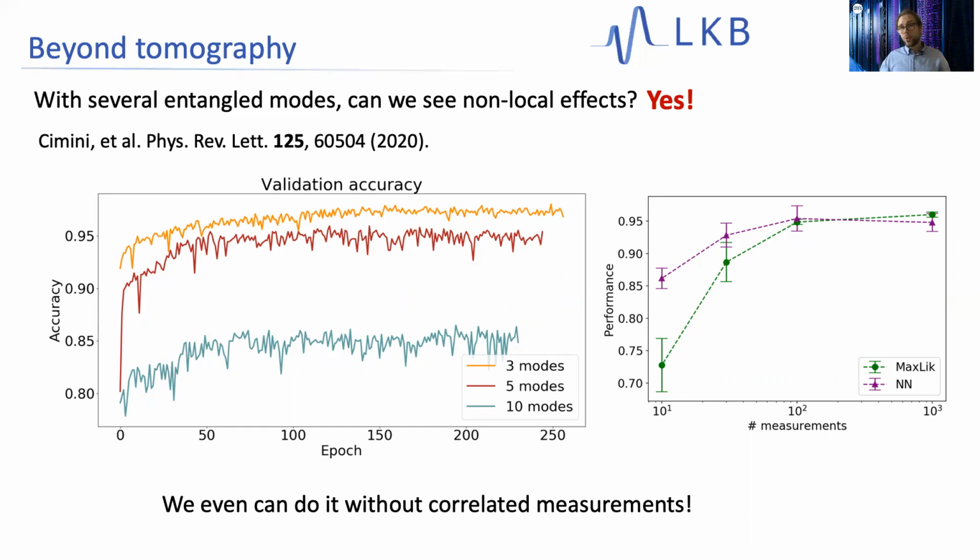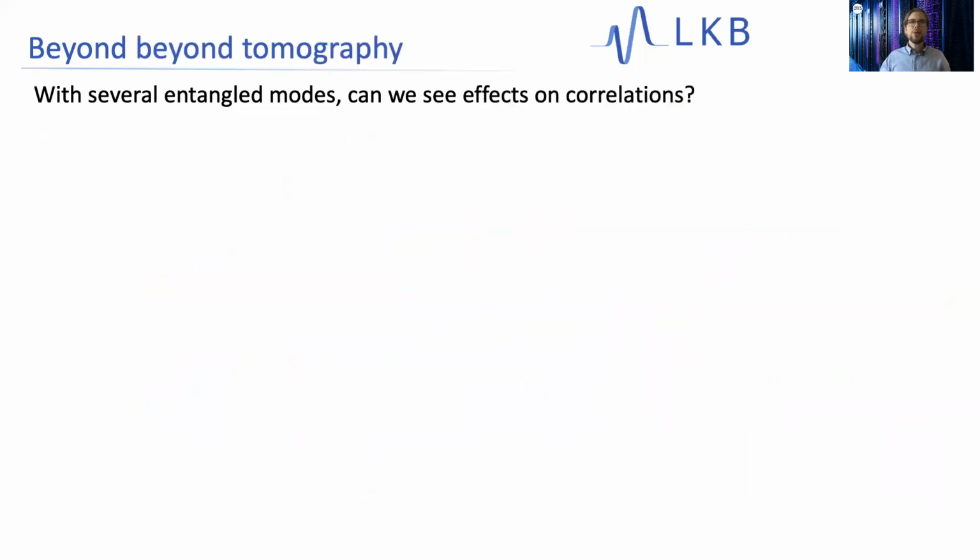So this is very cool. Now I showed you that we can see global Wigner negativity, which is kind of a non-local feature, but it's kind of a global effect. So now the next question would be, can we really see something on the level of entanglement, quantum correlations, and so on? Well, the answer is yes.